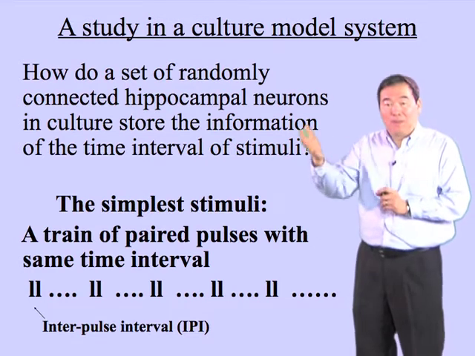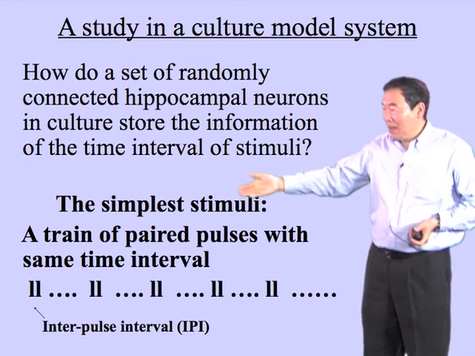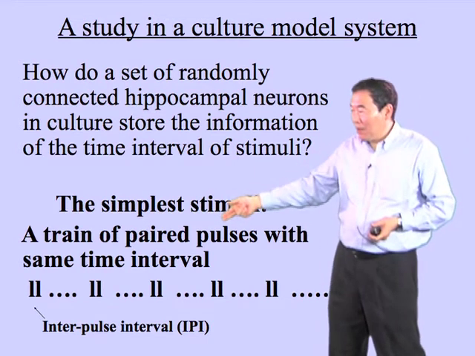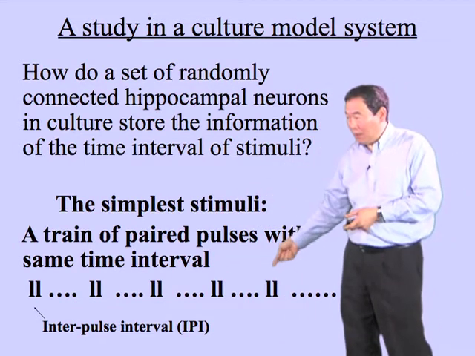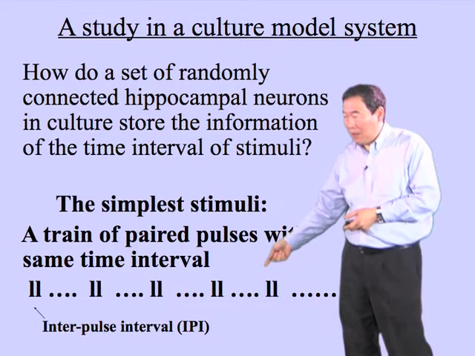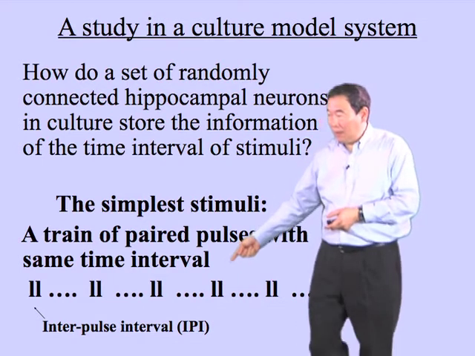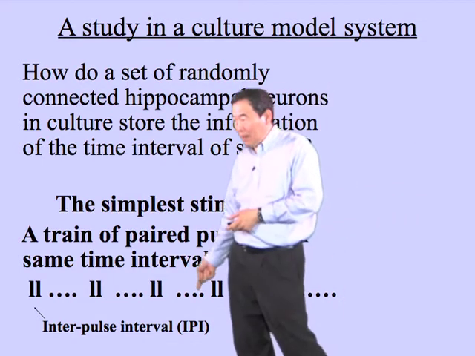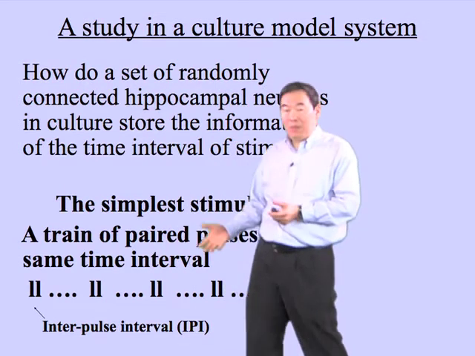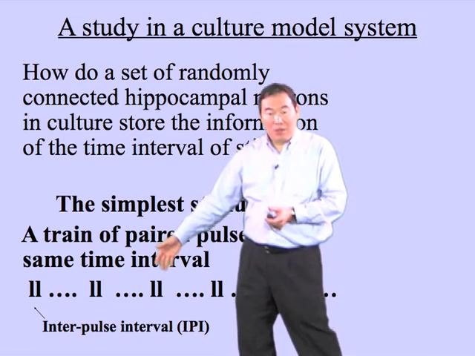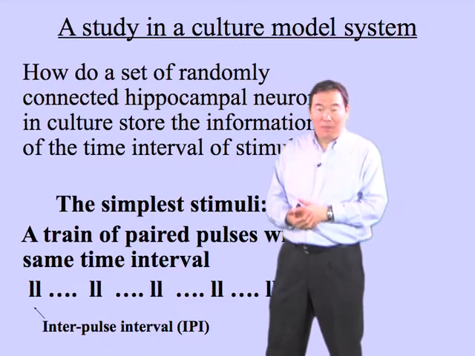Now, the simplest stimulus that has time interval information in it would be a train of a pair of pulses with the same time interval. For example, we have a train of two pulses, a pair pulse. The pair pulse has a specific inter-pulse interval that can be set. Between these pair pulses, we have a waiting time. And the information that the circuit needs to remember is simple. It will remember the interval of the pair pulse.